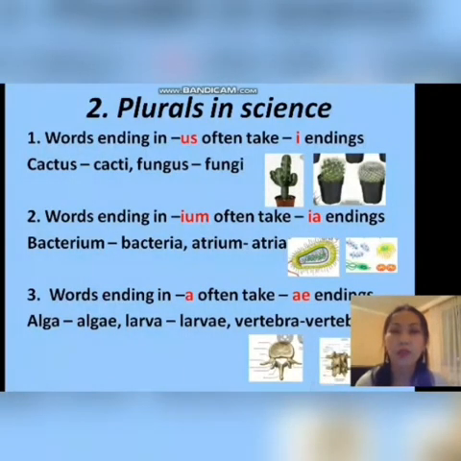Okay, let's continue. Plurals in science. Dear my students, you must know these three rules. The first rule: scientific words ending in "us" often take "i" endings. For example, cactus, cacti. Okay. The second rule: scientific words ending in "ium" often take "a" endings. For example, bacterium, bacteria. Okay, the third rule: scientific words ending in "a" often take "ae" endings. For example, vertebra, vertebrae.